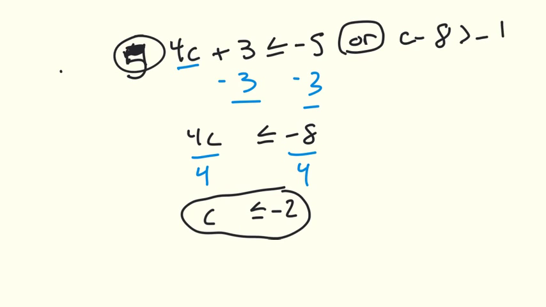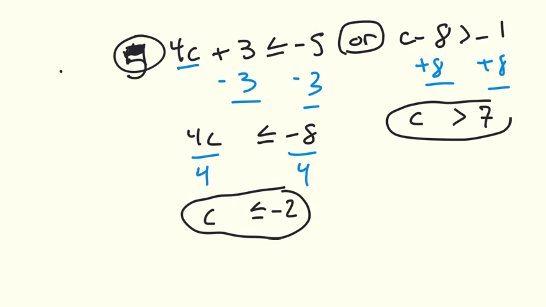And then over here with this second inequality, when it's an OR inequality, we're going to have to do them separately. So let's see. First, we're going to add 8 in order to isolate the c on both sides, of course. And we end up with c greater than, let's see, negative 1 plus 8 is a positive 7.